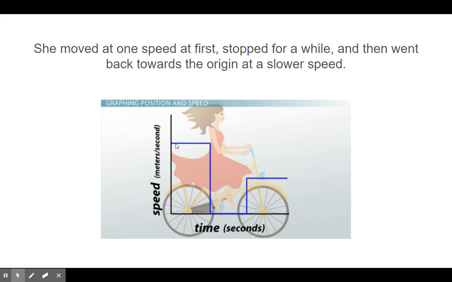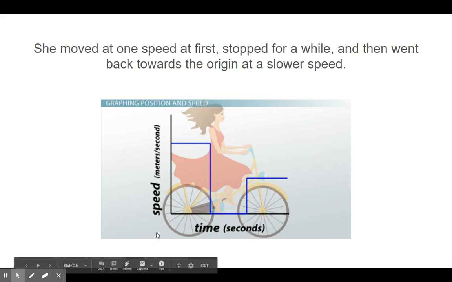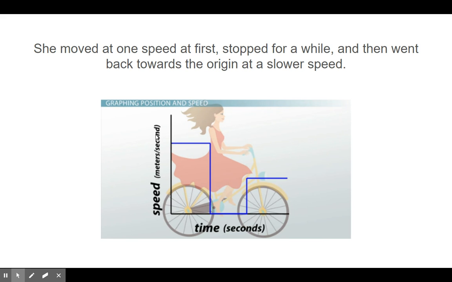Okay, so let's look at this graph here. We have speed on the y, time on the x. So we're starting off here at the speed, and I'm going to read this. She moved at one speed at first. She's just going a certain speed and then stopped for a while. So then it drops to 0. And then she went back towards the origin at a slower speed. So when she started up again, it was at a slower speed.